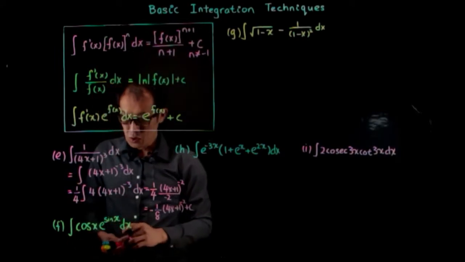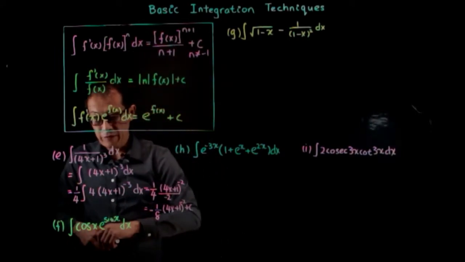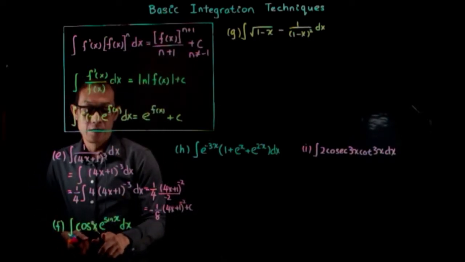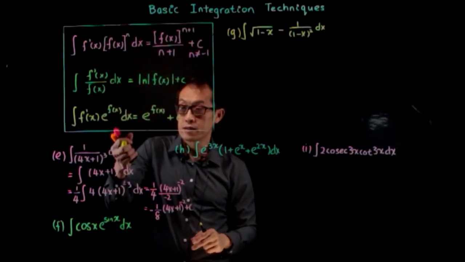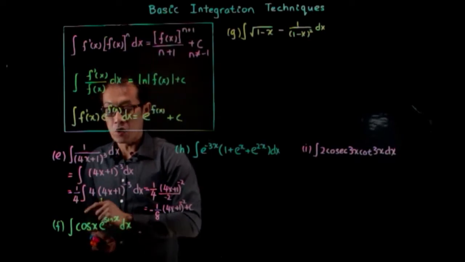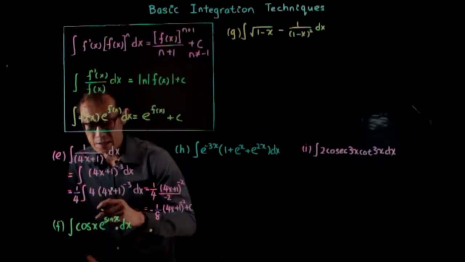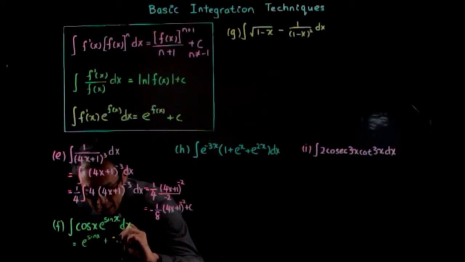Now let's go on to f. For f, you notice that there's an e here, so we will be using the third formula. And the differential of sine x is cos x. So this is just e to the power of sine x plus c.